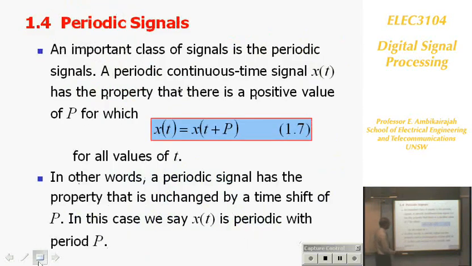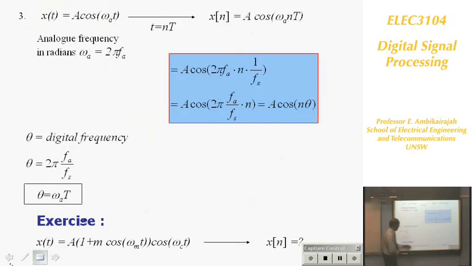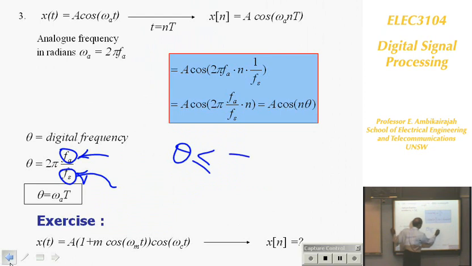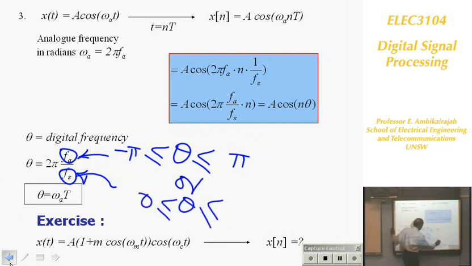So you have reached a state where somebody might ask, what is this digital frequency? The definition of digital frequency is 2 pi fa over fs, where fa is the analog frequency and fs is the sampling frequency. We will show later that theta has a range between pi and minus pi, or you can write theta greater than or equal to 0 and less than 2 pi. You can do that as well. But this range is important, and we will come back to that later.